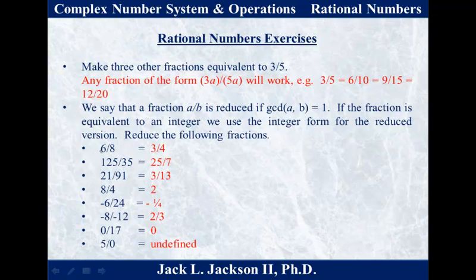So the greatest common divisor of 6 and 8 is 2. So we divide top and bottom by 2, we get 3/4. The greatest common factor of 125 and 35 is 5, so divide top and bottom by 5, and we get 25 sevenths. The greatest common factor of 21 and 91 is 7, so if you divide top and bottom by 7, you get 3 over 13.